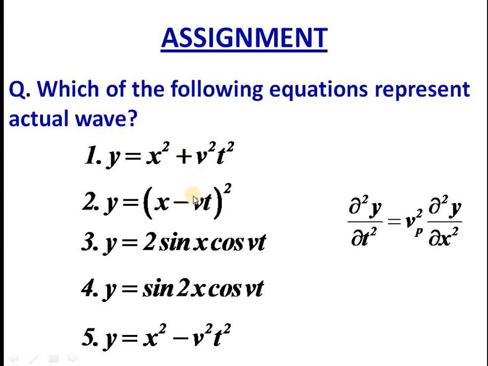Understand? So this way you can proceed for all the rest of the questions. Do like that: two-time differentiation with respect to time, two-time differentiation with respect to x. Understand? And subsequently, if you get a relation like this, you can confirm that that is a wave. Otherwise, not. So this way you try to prove all the five questions. It's a simple program, and submit it.